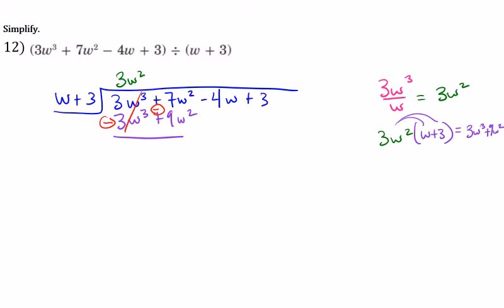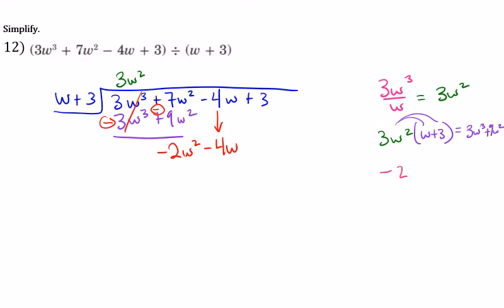So then we end up with negative 2w squared, right? 7 minus 9 is negative 2. Then I'm going to bring down this minus 4w. And now we're going to go through the process again. So now remember we ignore this, and I'm just looking at this right here. I want to start with this first term, that's how we always start. So negative 2w squared divided by w.